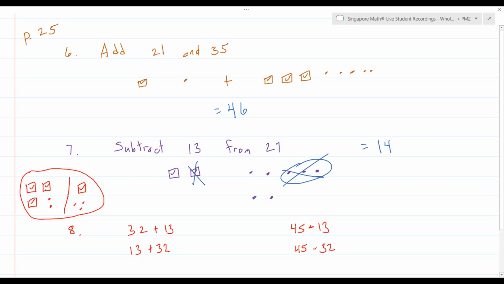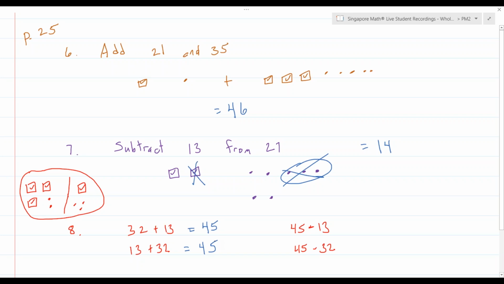If you have 3 10s and 2 1s, and you add a 10 and 3 1s, the result is 4 10s, 5 1s. And it doesn't matter which one you start with. If you start with 32 and add 13, or start with 13 and add 32, either way, you end up with 4 10s and 5 1s.